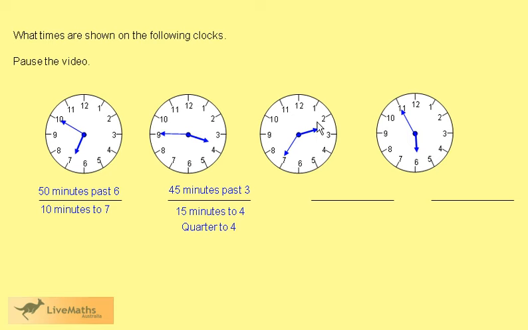This one is between 2 and 3. We've gone round 7 numbers. That's 35 minutes since it was 2. Or in 25 minutes' time, it will be 3. This one is between 5 and 6. We've gone round 11 numbers, so that's 55 minutes since it was 5. Or, in 5 minutes' time, it will be 6 o'clock.